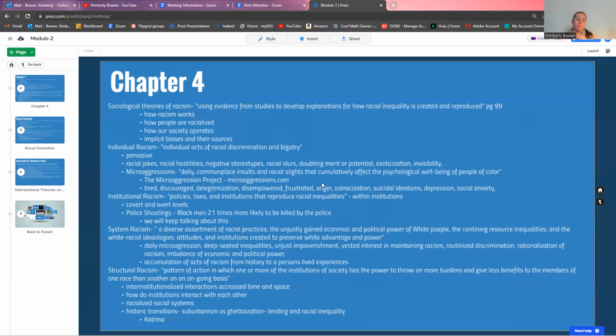But when people, especially sociologists, got to really thinking about this institutional level, they really realized that there's multiple things happening here. There's multiple kinds of racism. And so they broke it down again. And they were really talking about systemic racism, or this diverse assortment of racist practices that unjustly gained economic and political power of white people and continue resource inequalities, and the white racist ideologies, attitudes, and institutions created to preserve white advantage and power.